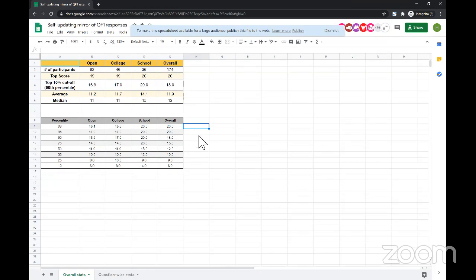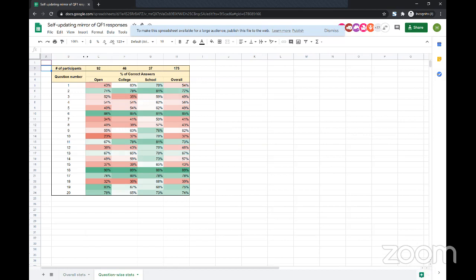So far we've had 175 odd participants. Somebody's got 20 out of 20. Wow. Okay. If you're honest to yourself, great. So the median is around 11. And school kids have been doing much better than open quizzers, which is interesting. So you have a lot of interesting stats here, all by our Excel god, Vinit.